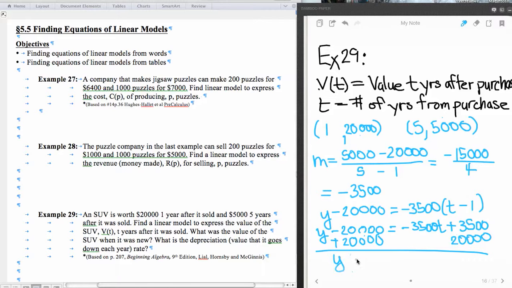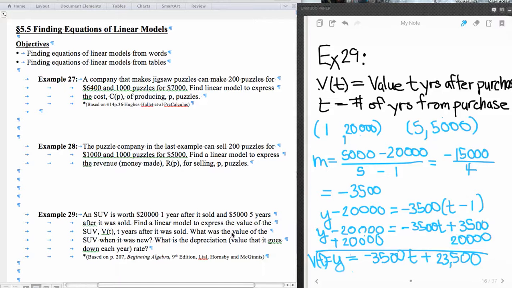The y is equal to negative 3,500 times our independent t, plus, and now we're adding 20,000 and 3,500, so we're going to get $23,500. Now the question that we have going on here, well, let's change our y to our dependent function notation, v of t, right? So v of t is equal to negative 3,500 t plus 23,500.